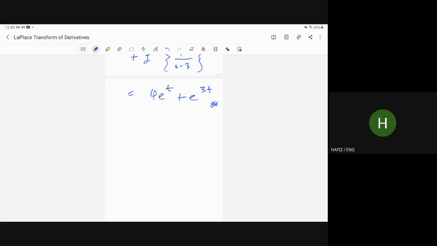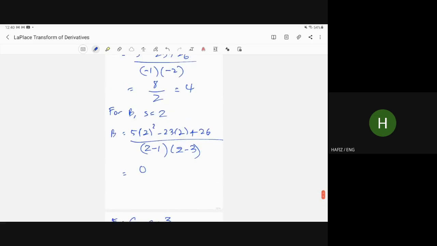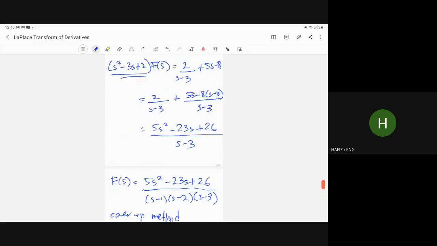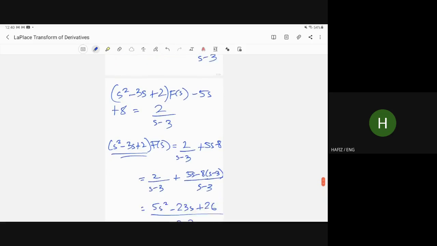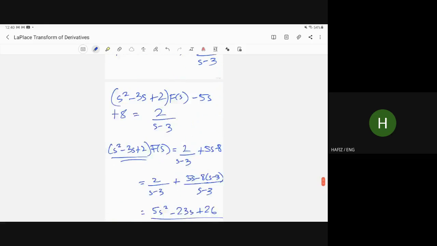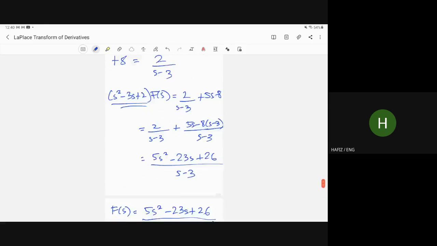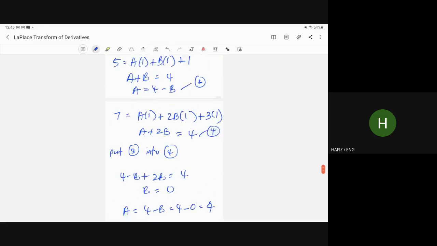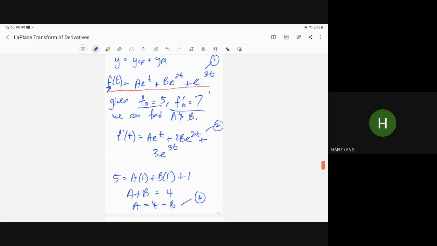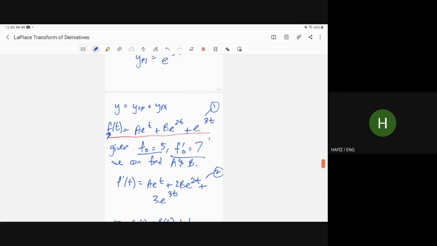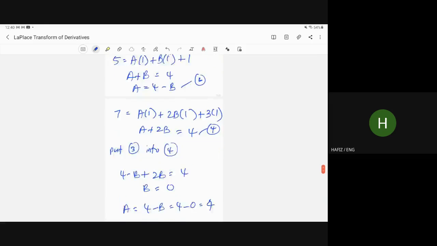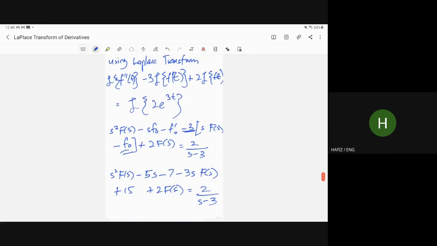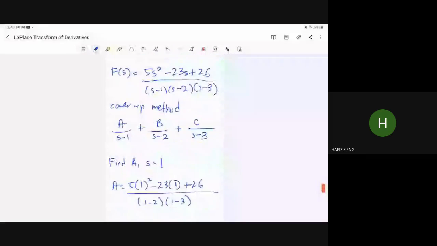Okay, so it's arguable which one is easier. I think for this one might be a bit easier using Laplace, thanks to the cover-up method. If you can't use cover-up method, then it would be longer. But then again, this method of using calculus is also not that difficult. But at least now you know how to use both to get the same answer in the end.